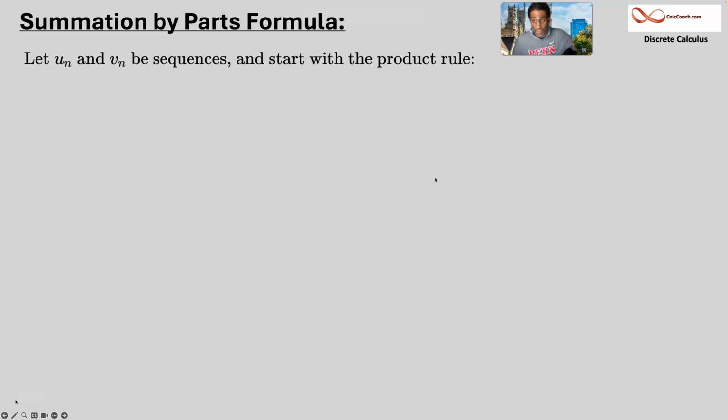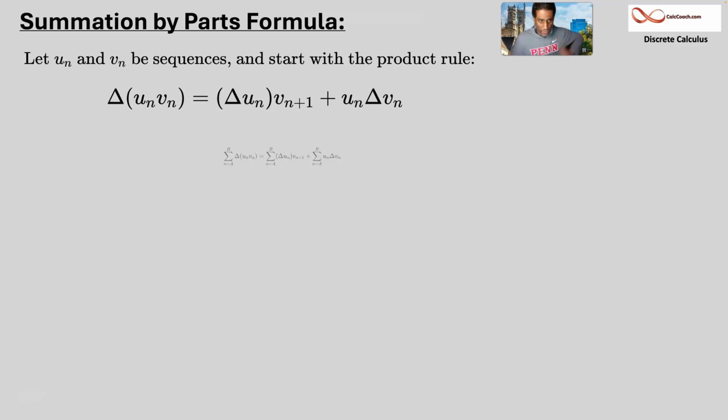What we have here is the formula for summation by parts. We're going to derive it first, and then we're going to use it. We have two sequences, one called U sub n, the other V sub n, and we're going to start with the product rule. This was given in an earlier video, not proved, but we just wrote down the four major properties of the forward difference. This is one of them. The forward difference on a product can be written as this sum. There's a strange n plus 1 on the first one, but that's the formula for the product rule with forward difference.